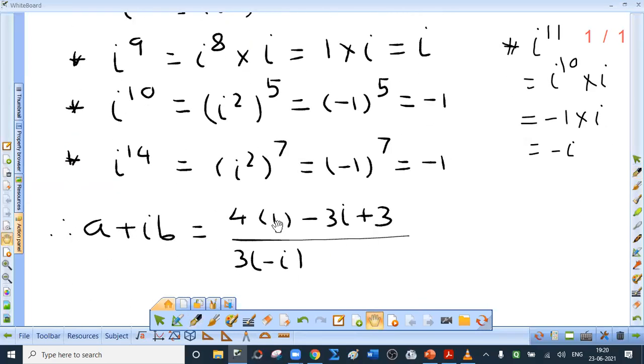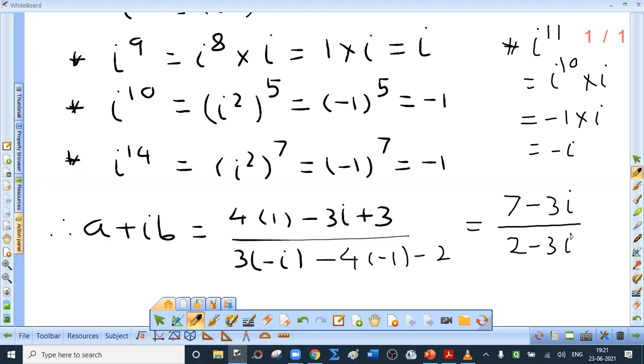So it is 4 into 1 minus 3i plus 3 upon 3 into minus i. Minus 4 into minus 1 minus 2 as it is. So tell me what is numerator. It is 7 minus 3i. Just check this. Upon it will be what? 2 minus 3i. Yes.